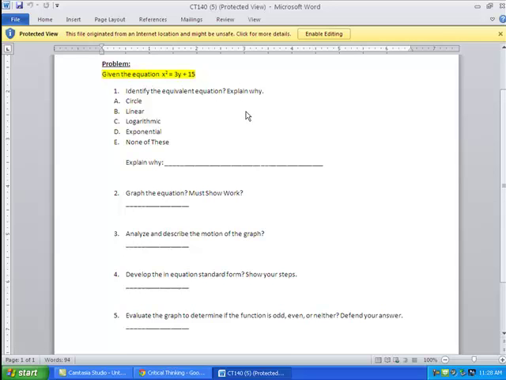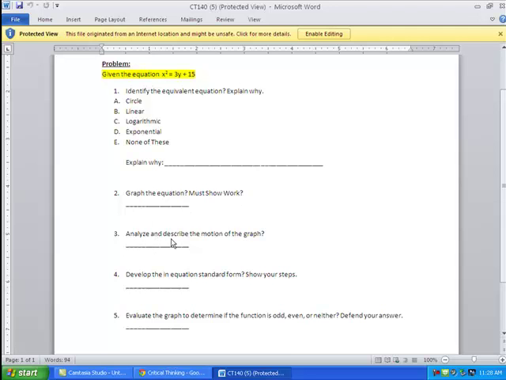You'll notice on the critical thinking assignments, for the questions, you're asked to explain why, you're asked to show your steps, you're asked to defend your answer. These things are critical as far as the grading of this assignment. We're asked to identify the equation as a circle, linear, logarithmic, exponential, or none of these, and we're asked to explain why. We're asked to graph the equation, and when you graph the equation, you should use a table method and you should show your work.